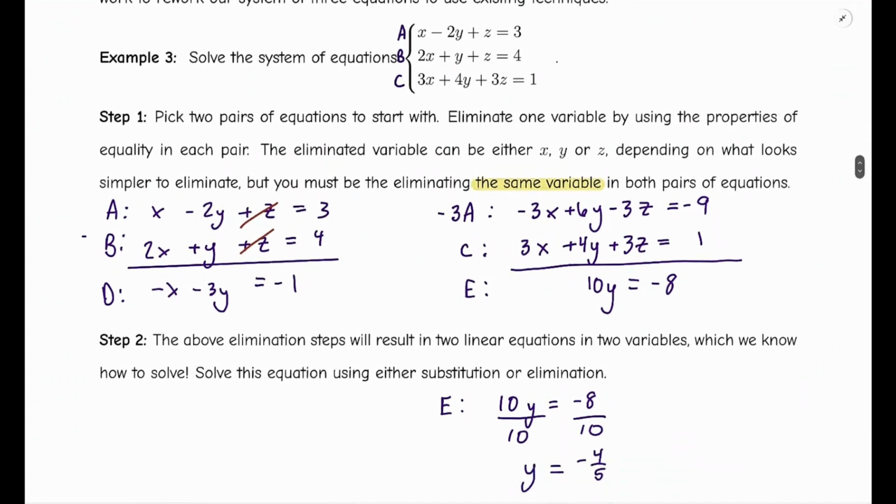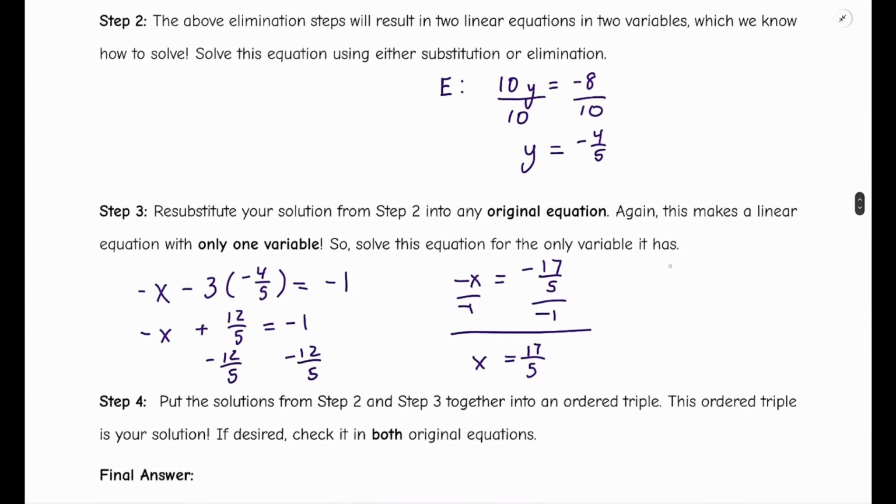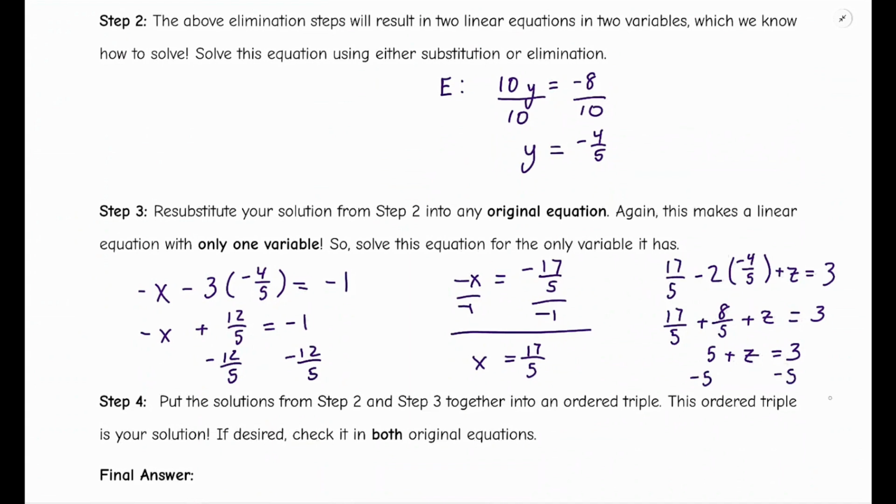x minus 2y plus z. So x is 17/5, minus 2y, plus z is equal to 3. And now I go ahead and solve for z. So we get 17/5 plus 8/5 plus z equals 3. 17/5 plus 8/5 is 25/5, which is 5. Subtract 5, and we get z is equal to negative 2.